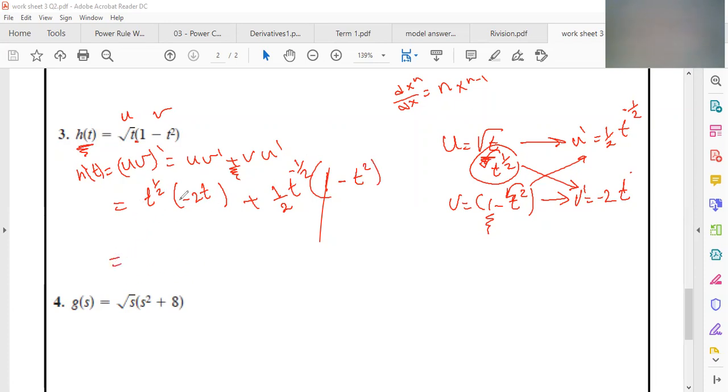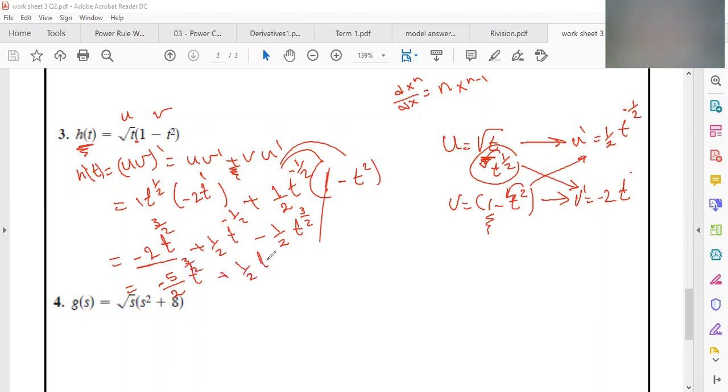It will be, multiply, find the product: negative 2, t to the power 3 over 2. By the same way, distribute. It will be plus 1 t to the power negative half, minus half t to the power 3 over 2. Then the like terms: it will be negative 2t minus 1 half, negative 5 over 2 t to the power 3 over 2 plus half t to the power negative half. Use your calculator.